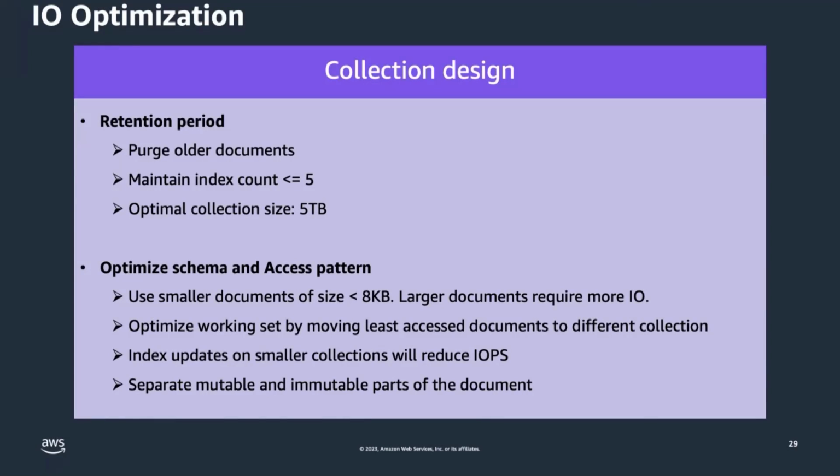Also, storing infrequently accessed fields in a separate document will help to reduce I/O cost and improve performance, as DocumentDB performs operations at the document level and not at the field level. Along the same lines, separating mutable and immutable parts of the documents will help with performance and I/O optimization, as updates will happen to a smaller mutable document rather than a large document.